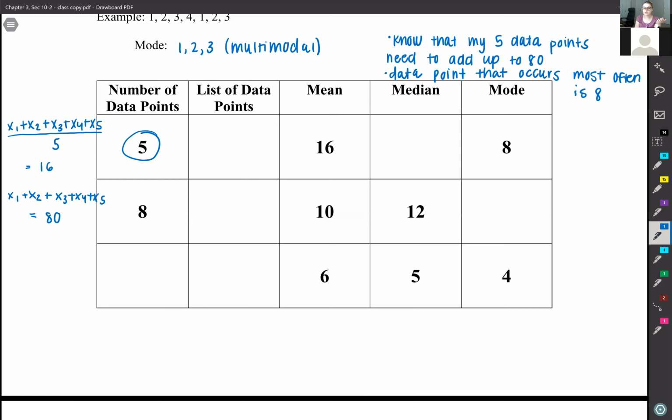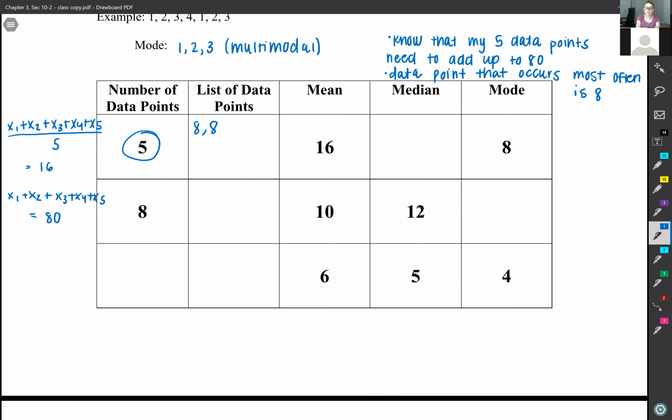So I'm going to make this easy on myself. If I want 8 to occur the most often, let's just go ahead and say that 2 of the data points are 8s. And then just make sure that the next 3 that we come up with don't occur more than once. So right now, I have 8 occurring twice. So I just need to come up with 3 more data points that each occur once. And then when I add them all up, I get 80.